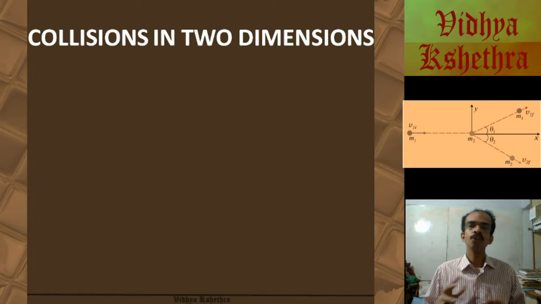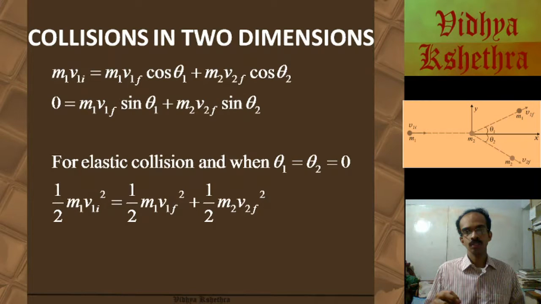Now collisions in two dimensions. We have two equations. First, for the conservation of momentum, m1 v1i is equal to m1 v1f into cos theta 1 plus m2 v2f into cos theta 2. This is in the case of the horizontal component. In the case of the vertical component, 0 is equal to m1 v1f into sin theta 1 plus m2 v2f into sin theta 2.